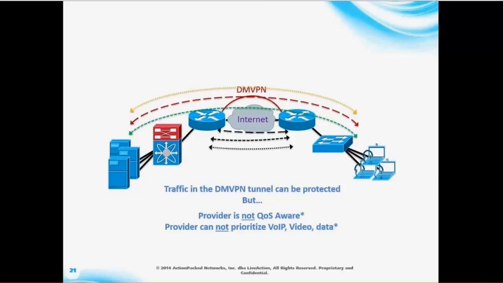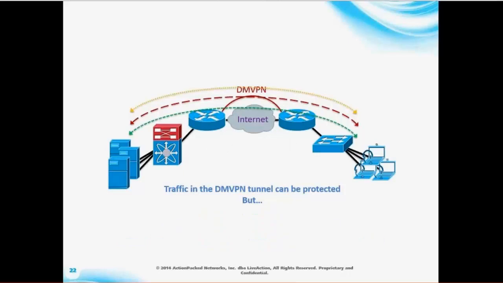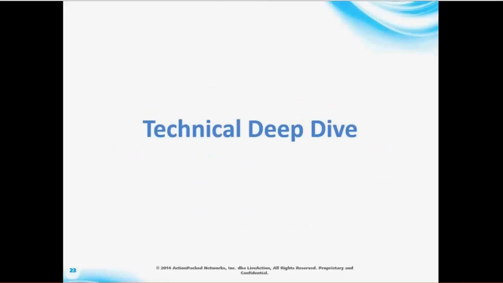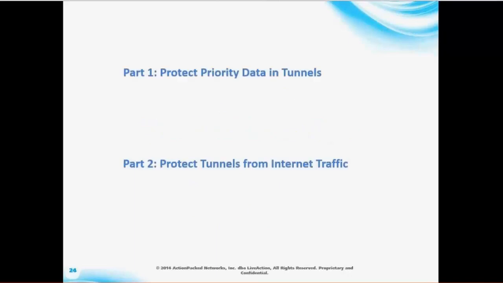So that's one of the first key concepts that we need to focus in on in today's conversation, and that is we need to understand how to protect our tunnel traffic from the rest of our internet traffic. Another key conversation is, even though we can protect the traffic in the tunnel, how do we do those configurations? How do we do that for one tunnel? How do we do that for hundreds or potentially thousands of tunnels? Those are the things that we're going to have to dig into and explore in our technical deep dive. The two topics we're going to hit are just that. One, we're going to learn how to protect our priority data within our tunnels, and two, we're then going to learn how to protect our tunnels from the rest of our internet traffic that we send and receive.